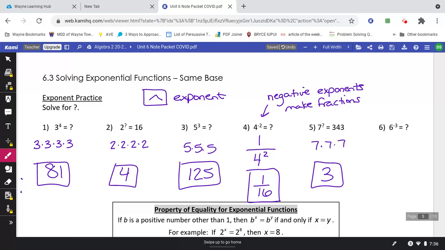And the last one, notice you have another negative exponent there. So we'll start by moving it to the denominator and creating a fraction. And then you can multiply 6 times 6 times 6 to get 216. Final answer, 1 over 216.